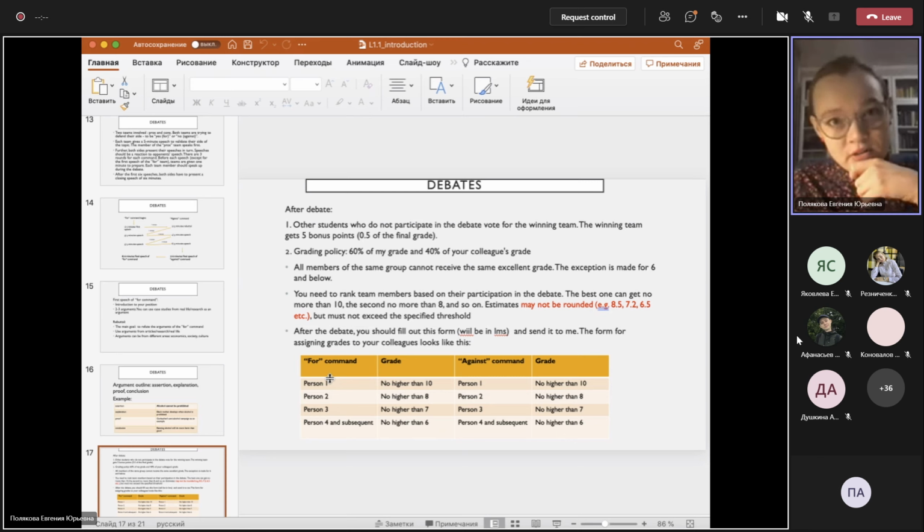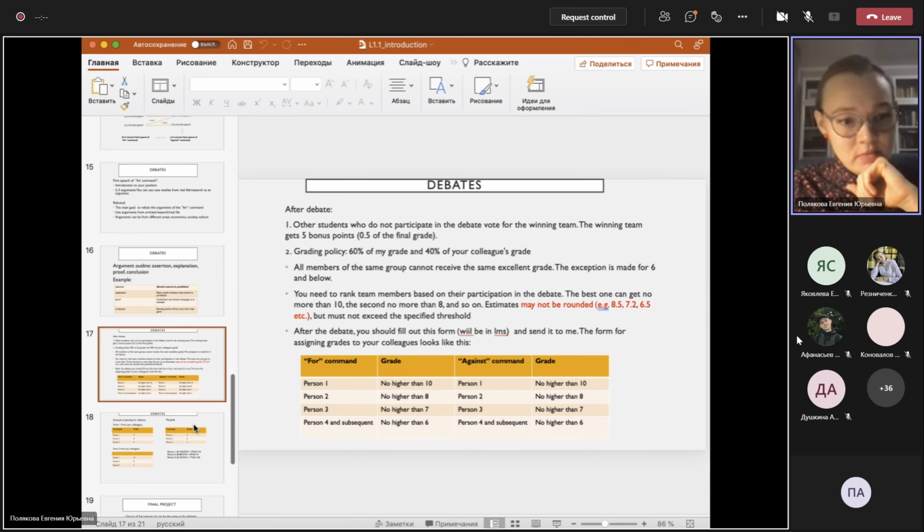I distribute the table with the names of the members of the team, for comments and against, and then other people who do not participate in the debate should grade their colleagues. Okay, and 60% is my grade, given in the same manner.